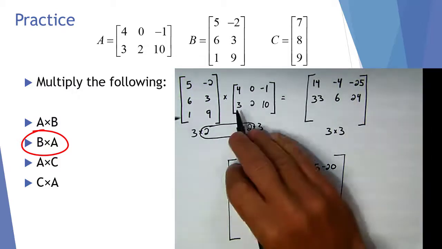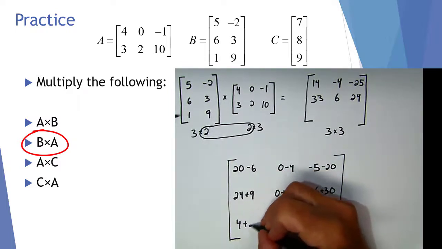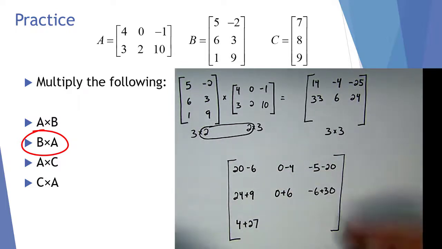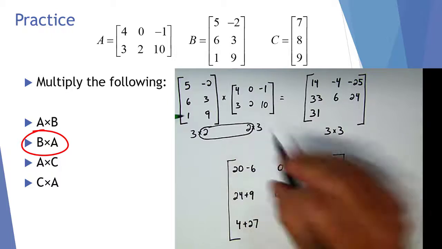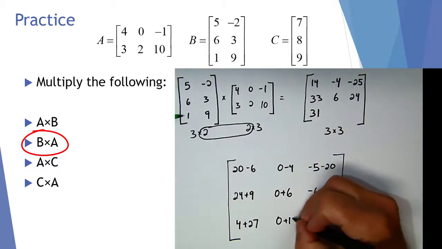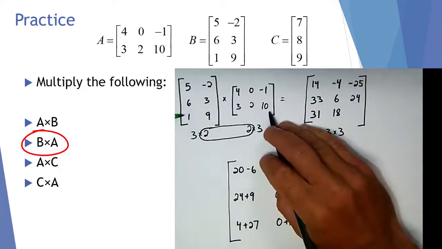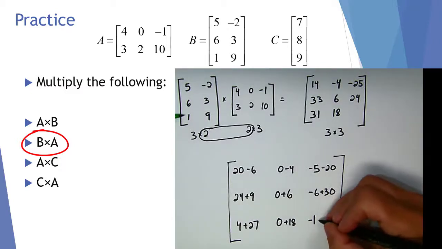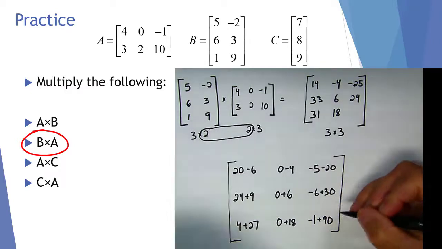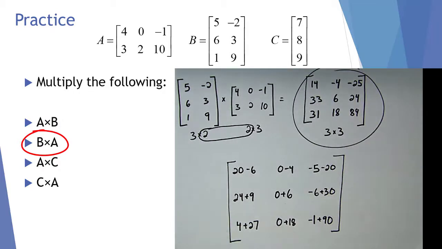Bottom left, bottom row, left column. 1 times 4 and 9 times 3 is 4 plus 27, 31. Dot product of bottom row, middle column is 1 times 0 and 9 times 2, 18. And bottom right, bottom row, right column, dot product, 1 times -1, and 9 times 10, -1 plus 90 is 89, and there is our 3 by 3 product matrix.